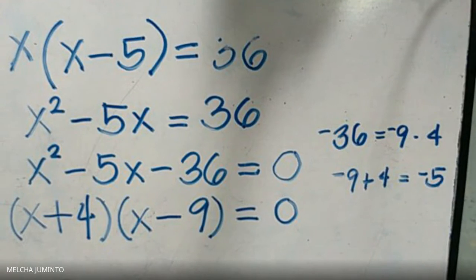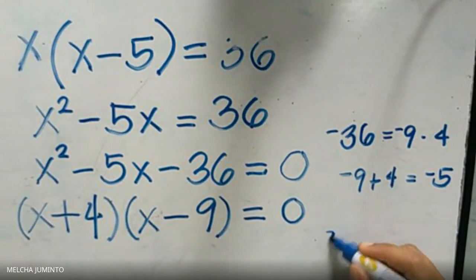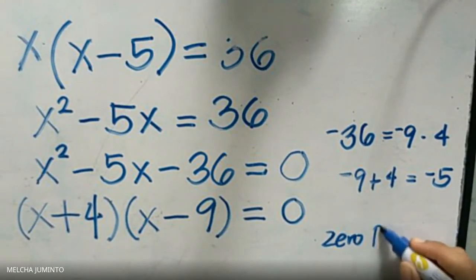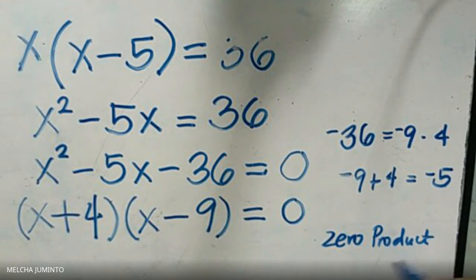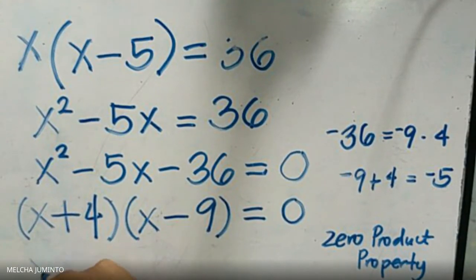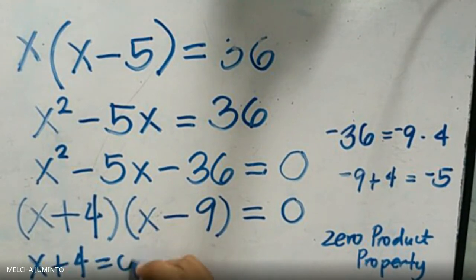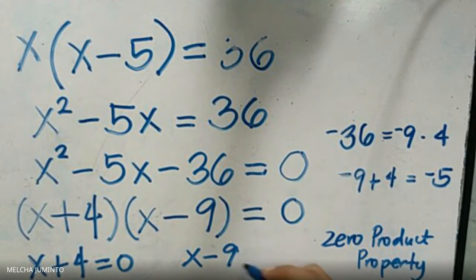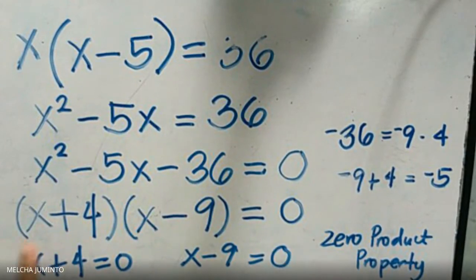And now, our next step is to use the zero product property. The zero product property tells us to separate the two factors. We can now write the equation x plus 4 is equal to 0. The other one is x minus 9 is equal to 0. Separate the two factors in order to get the two values of x.